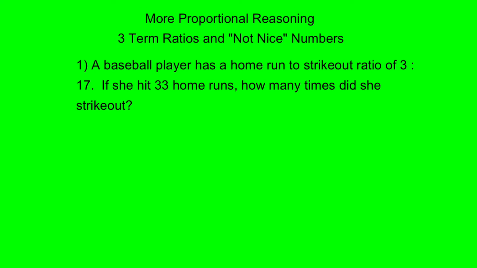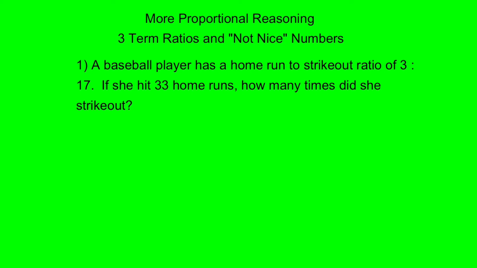It says a baseball player has a home run to strikeout ratio of 3 to 17. That means for every 3 home runs she hits, she strikes out 17 times. So she's an all or nothing kind of player. If she hits 33 home runs, how many times did she strike out? Well, how many times did she strike out?